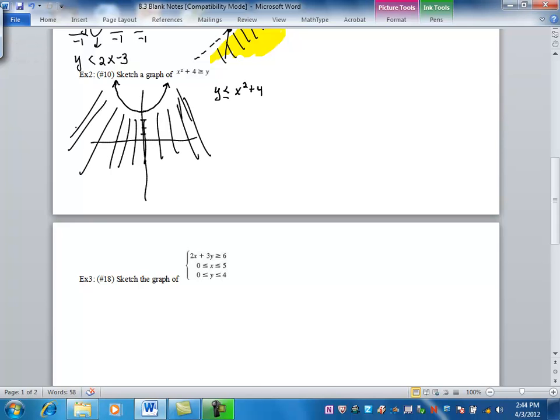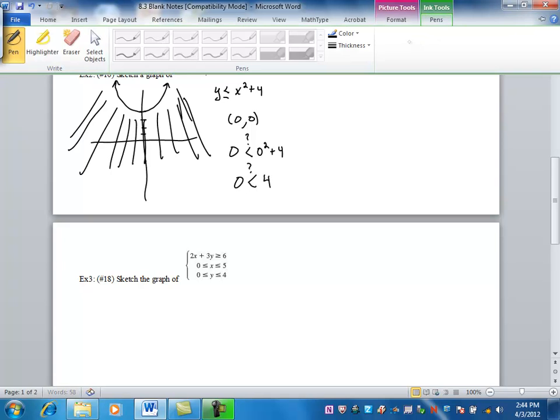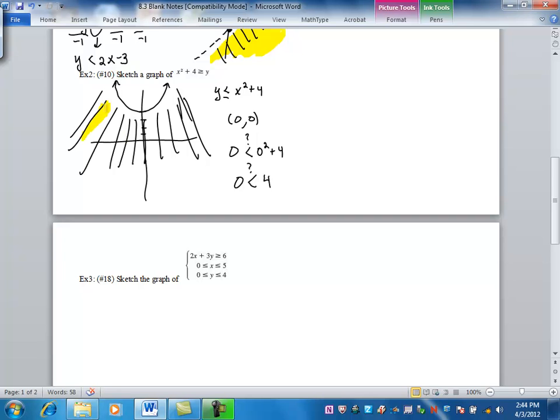Again, we'll pick our test point, and again, I'm going to use 0, 0. It is in the region this time that we've shaded. Let's check this out. Is 0 less than 0 squared plus 4? Well, is 0 less than 4? Yes, indeed it is. And so we know that my solution set is the interval down here that we're shading in the yellow highlighter.